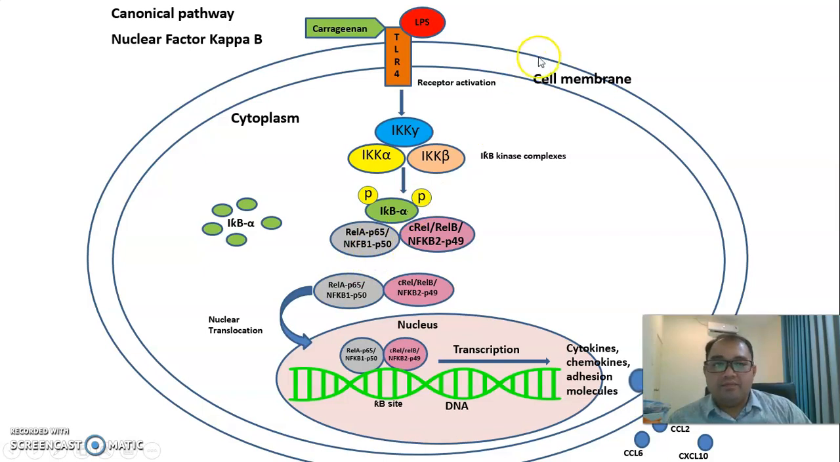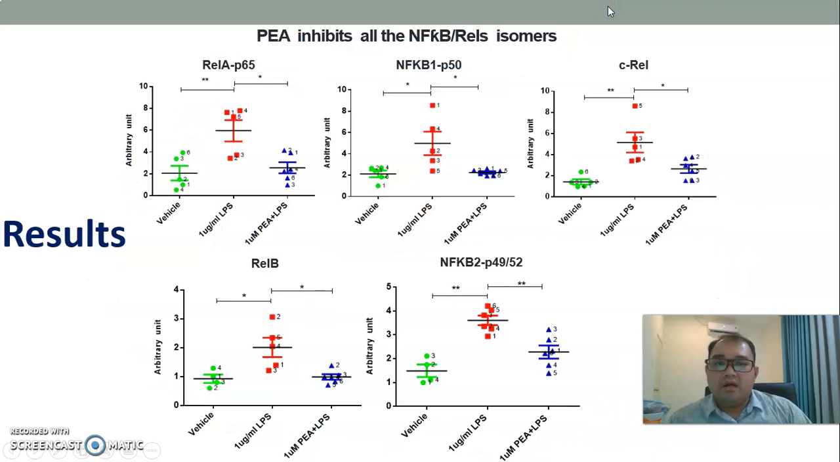So we conducted another study looking at the NF-kB Rel isomers, and again it showed that PEA has a different effect on different isomers. As you can see here, PEA inhibited RelA p65, but it did not inhibit NF-kB2 p49 or p52. So the combination of isomers might lead to the selective effect of PEA on the chemokines and also cell infiltration.